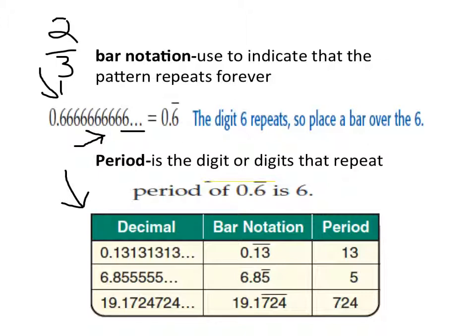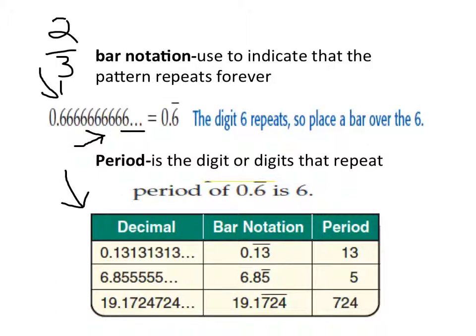Here's another one, and this one has a whole number and a decimal. Notice it says 6.8 and then 555. The 3 dots mean it goes on forever. Some students think that the 8 is also repeating, but no, it's the 5. The 5 is the period, and that's where we place our bar notation.